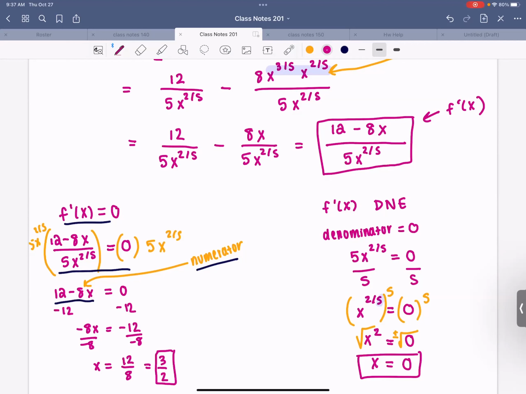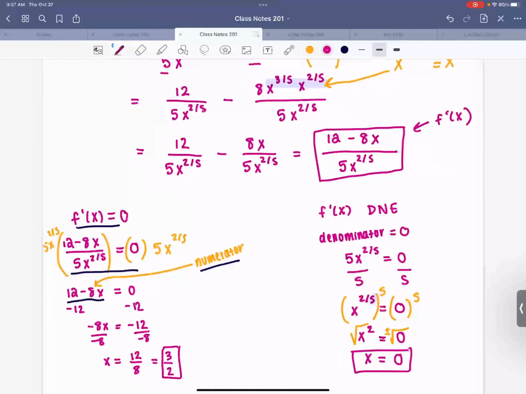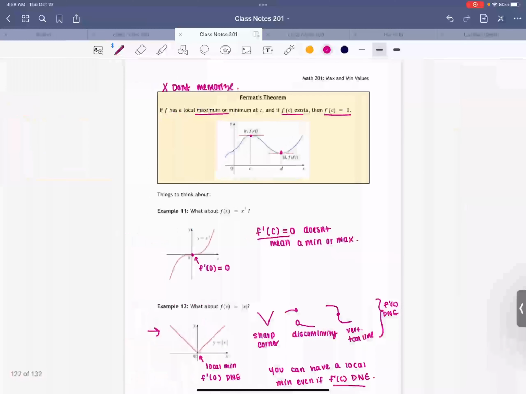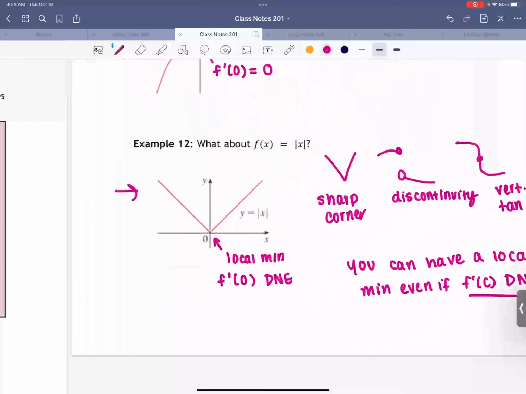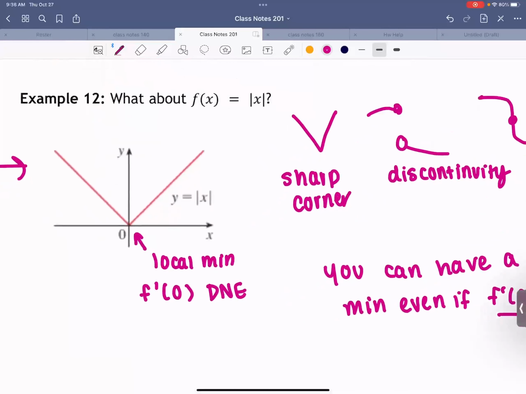Yeah. So I'm still confused about why we're searching through the denominator for critical points when it doesn't count in the original as an x. Well, it doesn't. Okay, let me show you an example of where the derivative doesn't exist and it becomes a local min. Something like this, right?